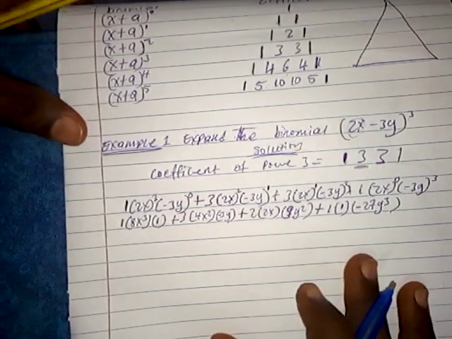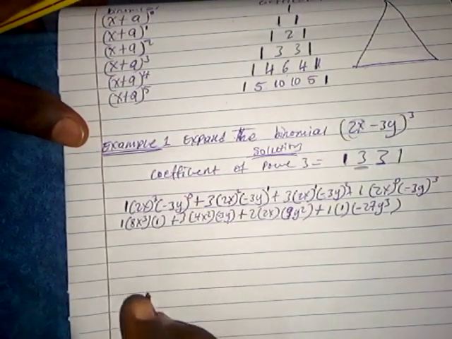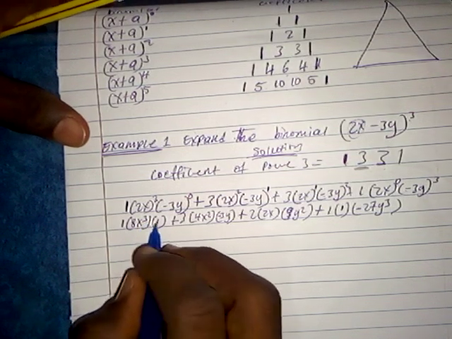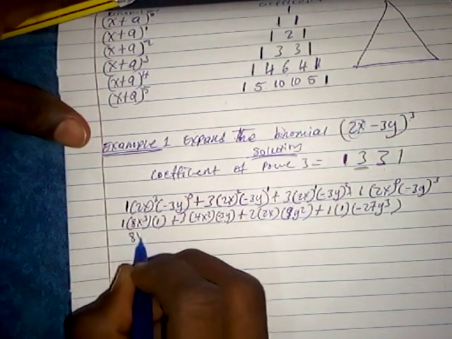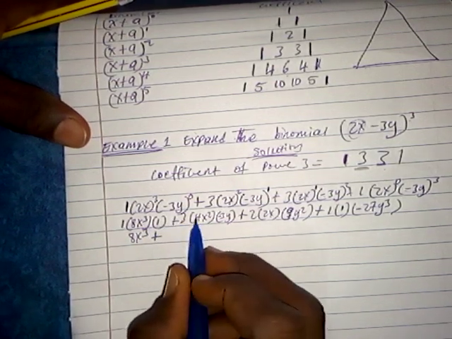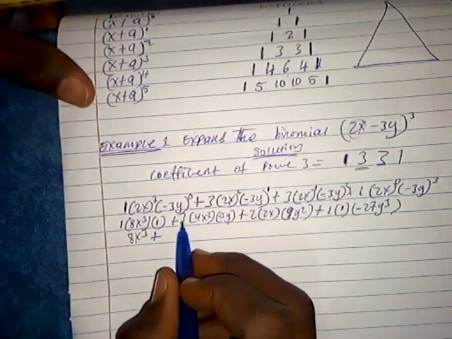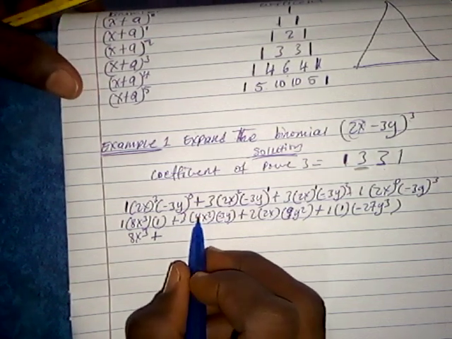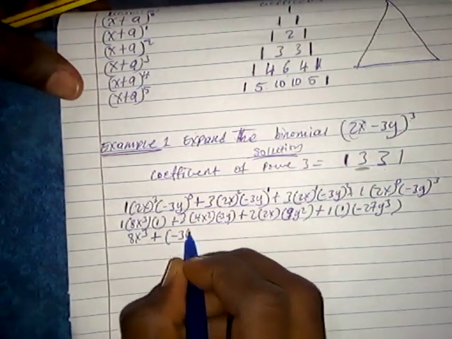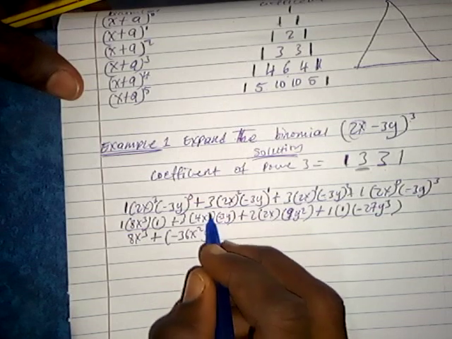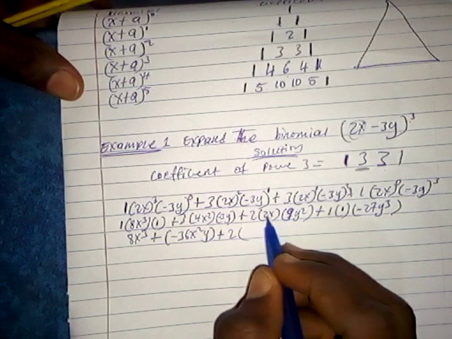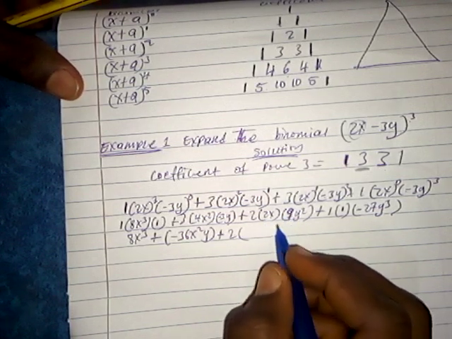You see it? Please, if you don't understand how we solve it, play it again. I believe you understand. Now we say 1 times 8x cubed is just what? 8x cubed. If you multiply everything here, plus 3 times, how do you call it? 3 times 4 is 12. 12 times minus 3 is what? Bracket minus 36x squared y. You see this, x squared, it has x squared. This is y, right? Plus 2 times what? 2 times 9 is what? 18.